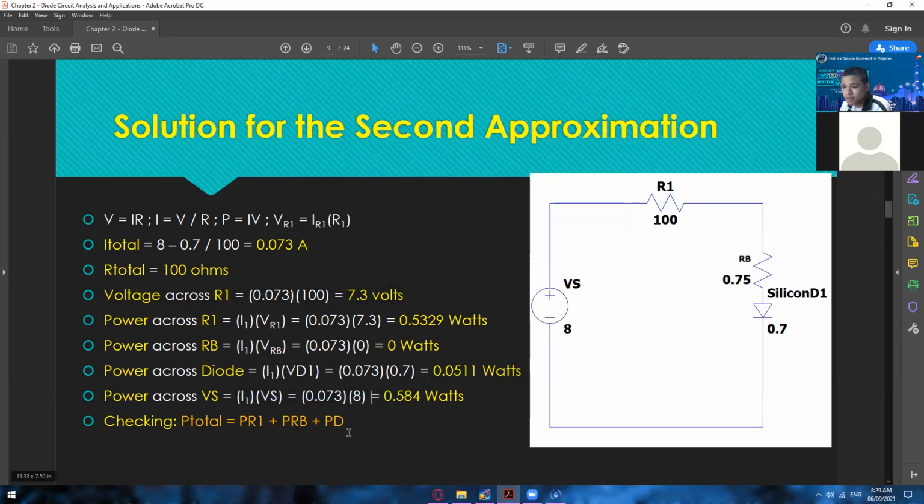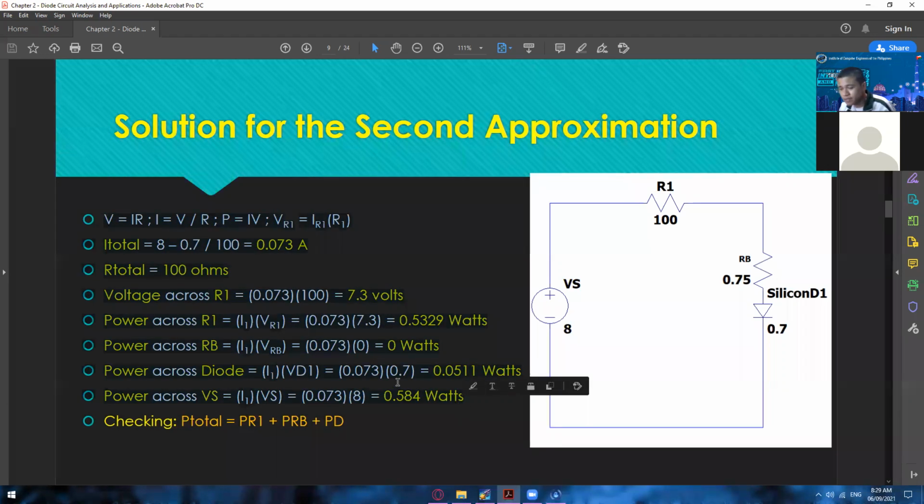Okay, and here's one way to check if your answers for the individual power across your components are correct. You can use this formula: P total is equal to PR1 plus PRB plus P diode. Again, I would like you guys to verify everything, so you can use your calculator and please check whether my answers are correct or not. I'll give you 30 seconds to 1 minute.